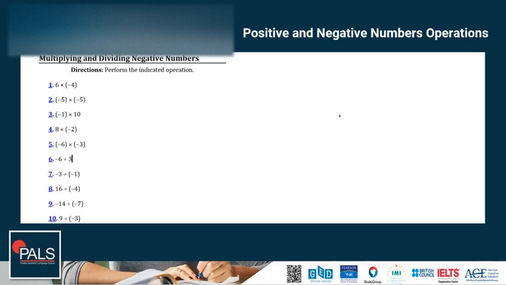1, 6 times negative 4. Multiply, 6 times 4 is 24. But the sign must be negative because of different signs. Negative 24. Negative 5 times negative 5, the answer is positive 25. Why? Because the signs are the same. Negative 1 times 10 is equals to negative 10, because the signs are different. 8 times negative 2 is negative 16. Negative 6 times negative 3 is 18.